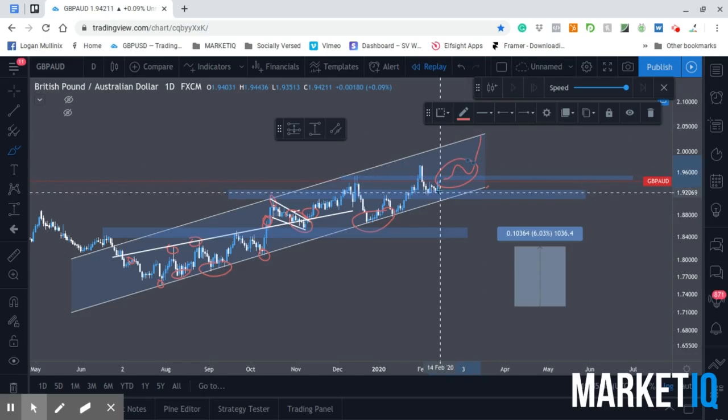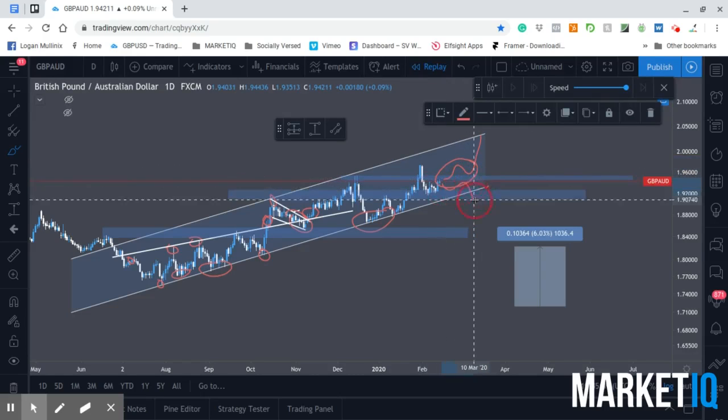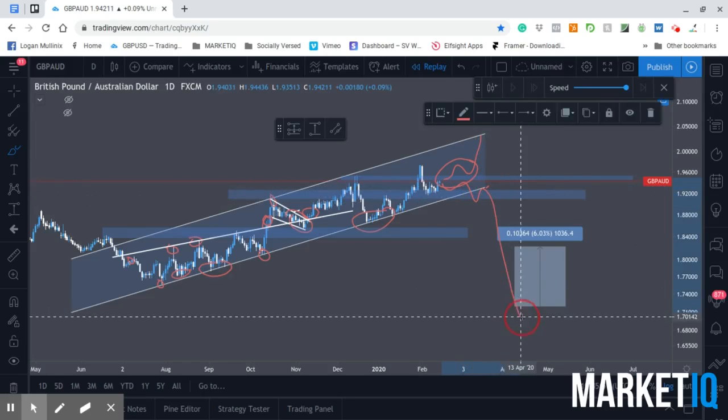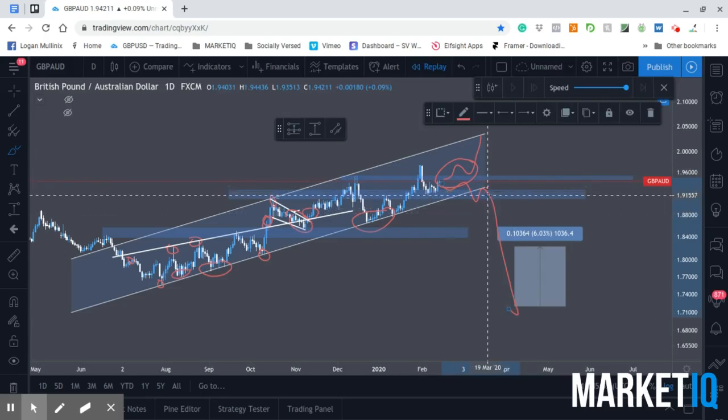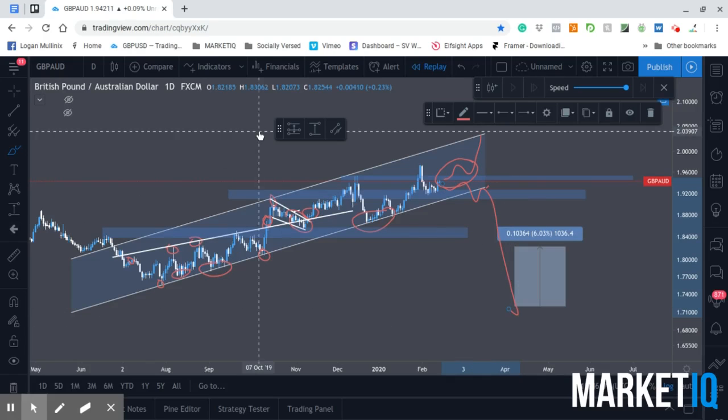Now, we also could see the rejection come like this. Once we do see a breakout of this channel, we're going to wait for a retest of the channel right here, and that's when we could confirm a sell. Like we said earlier, a breakout of the channel is counter channel trend. So if we're in an ascending channel, you'll most likely see a breakout to the downside. If we are in a descending channel, we're going to see a breakout to the upside.